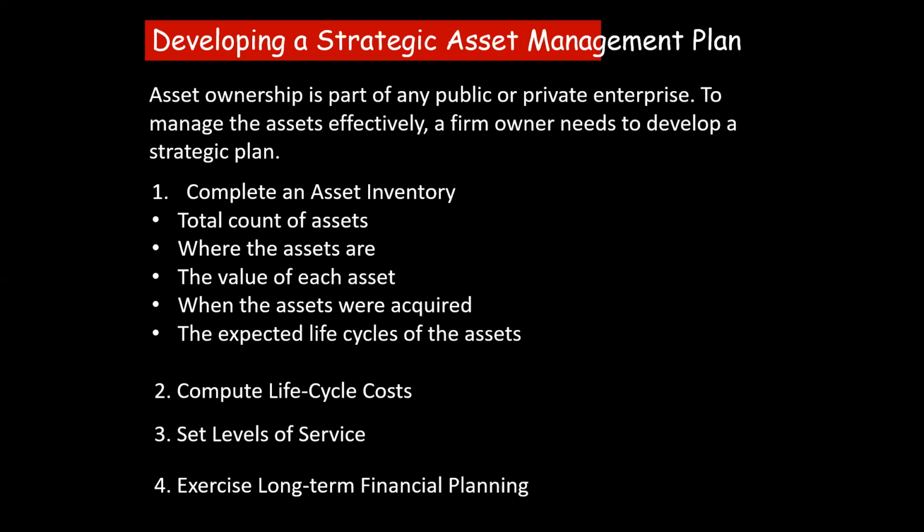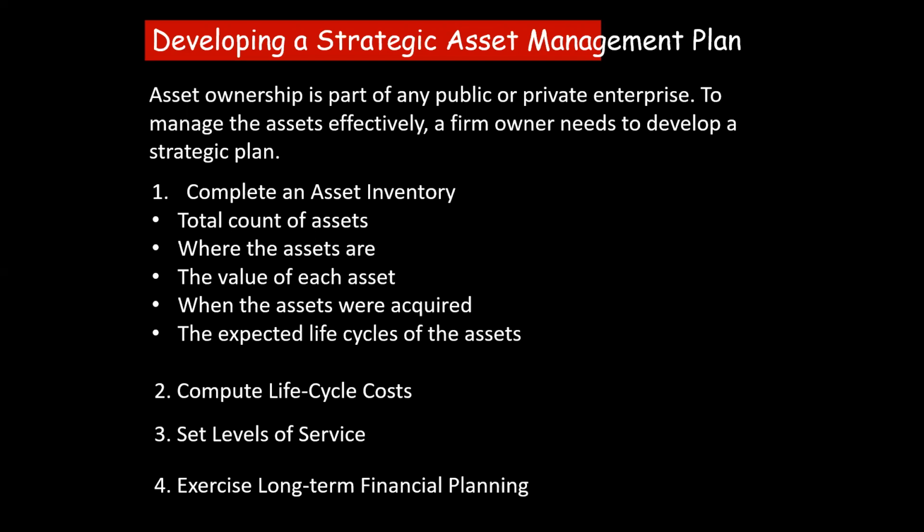Asset ownership is part of any public or private enterprise. To manage the assets effectively, a firm owner needs to develop a strategic plan. Now, that strategic plan consists of: first, complete an asset inventory; second, compute life cycle cost; third, set levels of service; and fourth, exercise long term financial planning. So, the first one is complete an asset inventory.